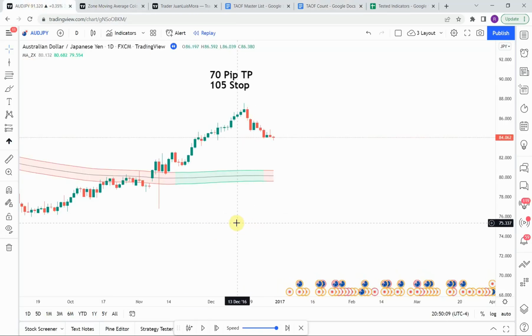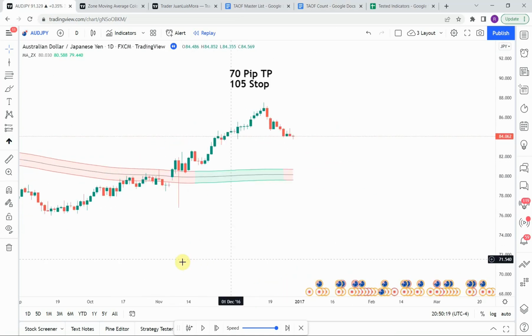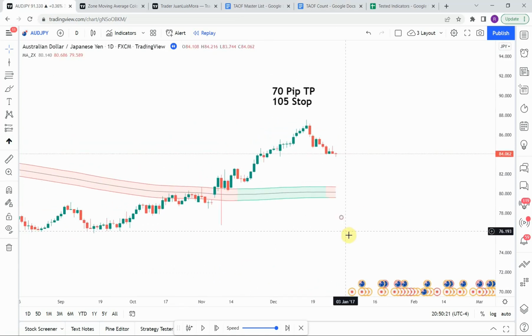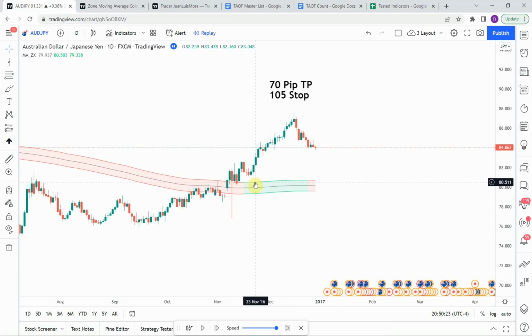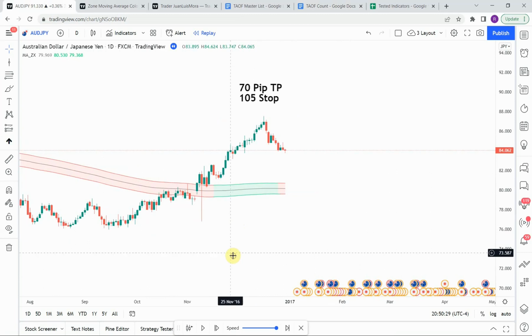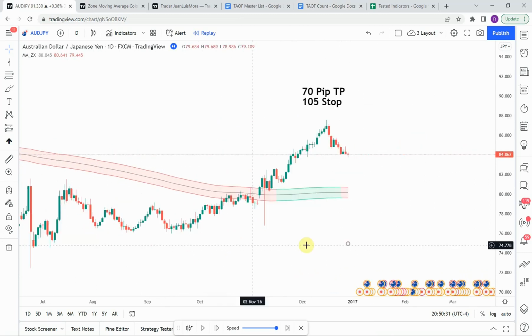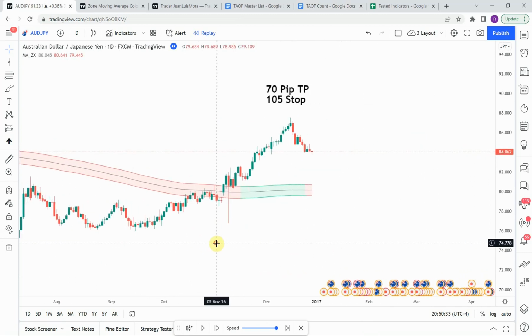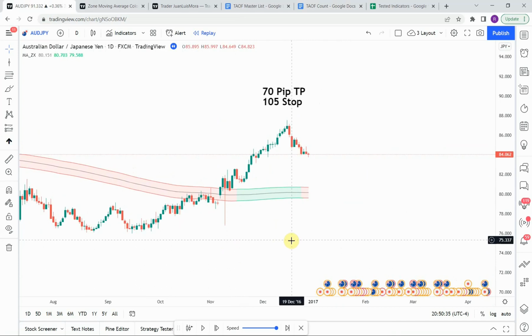Alright, so today's indicator is the zone moving average color direction detection indicator, and you can see it here on screen. Now, in the last video, we tested this one using the color shift in the zone or band itself. This time, what we're going to do is test it as a price action break.